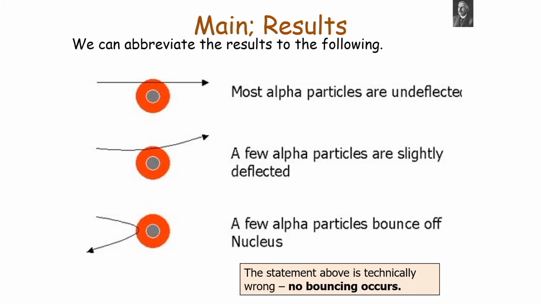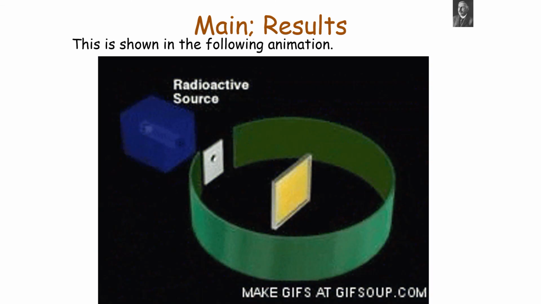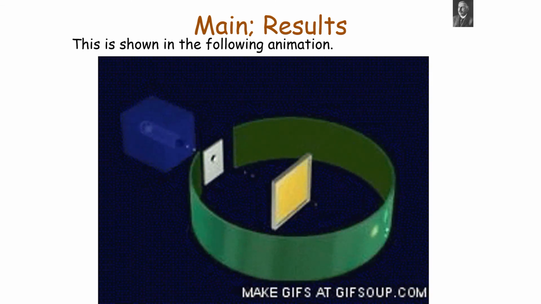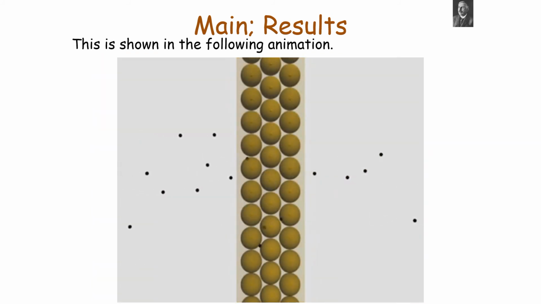So we know that most alpha particles go through undeflected, a few alpha particles are slightly deflected, and a few alpha particles bounce off, but not technically bouncing, reflecting backwards off the nucleus. So we can see this in the following animation. As a result, you can see the results from the Rutherford scattering experiment in this particular animation. Most of them went straight through, a few of them deflected to the side due to repulsion, and 1 in 10,000 would actually backscatter, would reflect backwards.